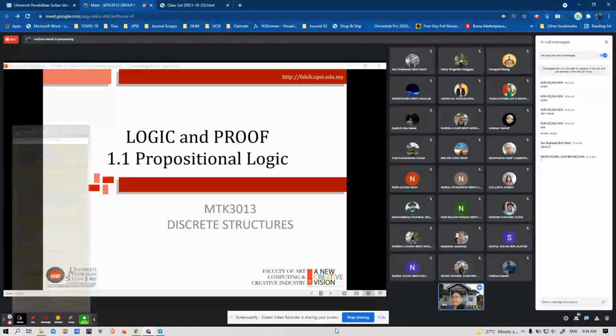Basically, in detail, logic is the study of what makes an argument good or bad. And then a proof is when you want to prove some statement through the argument. Usually we call it a proof, either true or false. Okay, this one is logic and proof.